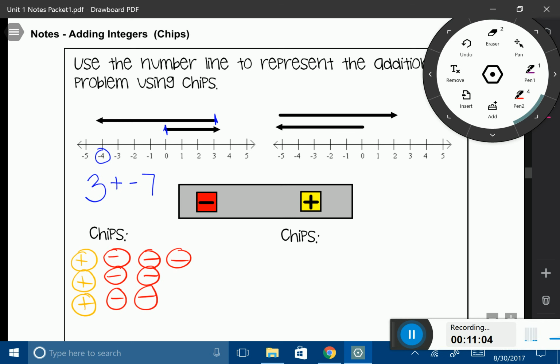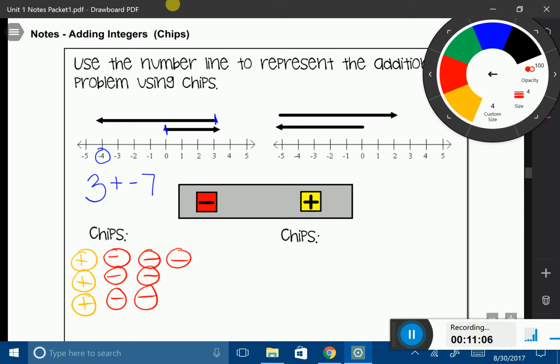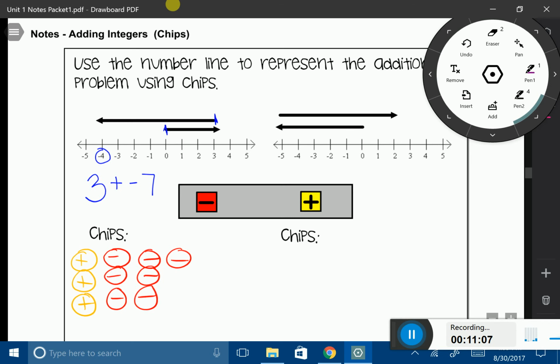There they are. All right, I'm going to go ahead and draw my 0 pairs. So I'm going to circle them. There's a positive and negative 0 pair, positive and negative 0 pair, and another positive negative 0 pair. What am I left over with? It looks like negative 4. Well, negative 4 is what I'm left over with, right?